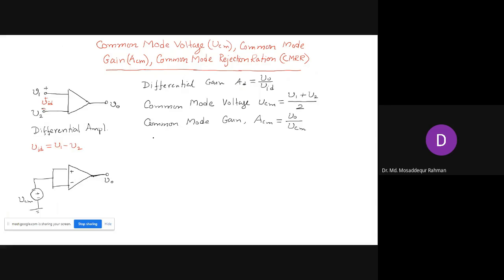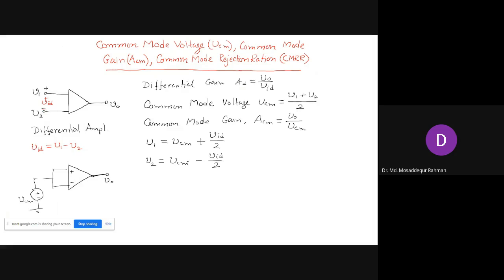And how is that? You see V1 we can express like this. Since V1 we are taking positive and V2 negative, that means V1 is at a higher voltage than V2. That is how we are assuming here. So this can be written as VCM plus VID by 2, and V2 we can express as VCM minus VID by 2.